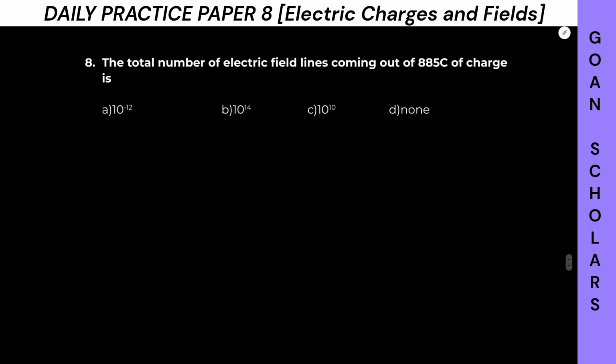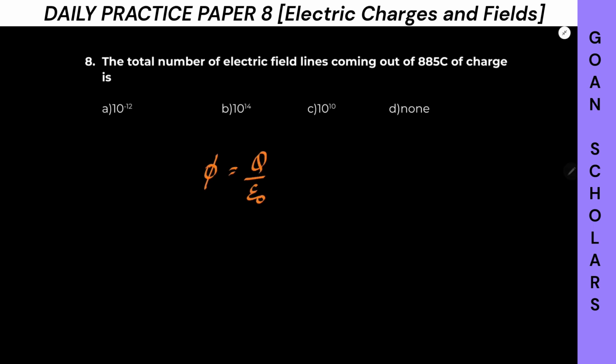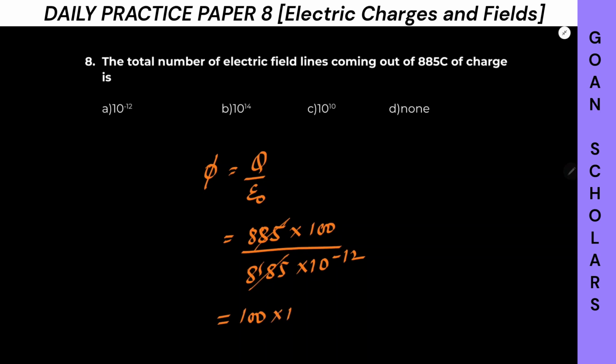The total number of electric field lines coming out of 885 coulomb of charge is, so we'll directly use here Gauss's law. What is Gauss's law? Flux phi is equal to charge upon epsilon naught. Okay, the number of electric field lines is flux. So that will be Q. What is Q? 885 divided by 8.85 into 10 to the power minus 12. Let's remove this point. You will get here 100. This cancels with this and you are left with 100 into 10 to the power minus 12.